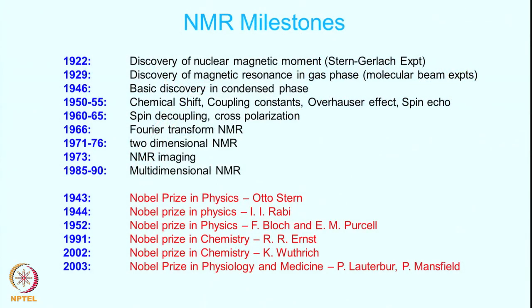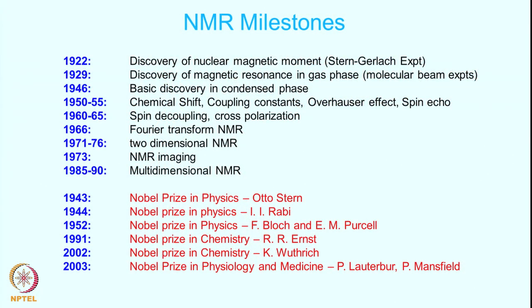It started in 1922 with the discovery of nuclear magnetic moment, which is the Stern-Gerlach experiment. And this actually led to the Nobel Prize to Otto Stern in 1943. And in 1929, Rabi discovered the first magnetic resonance in the gas phase in his molecular beam experiments, and that led to the Nobel Prize in 1944.